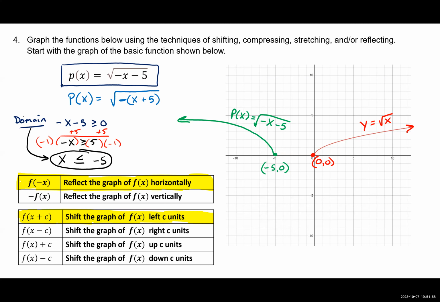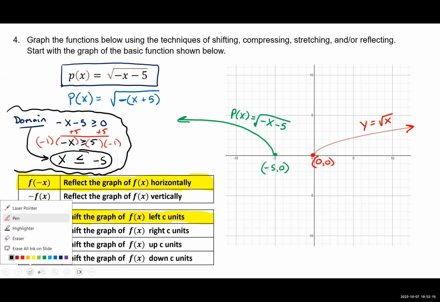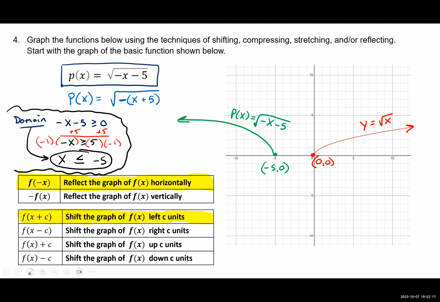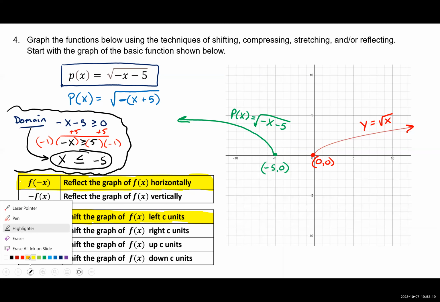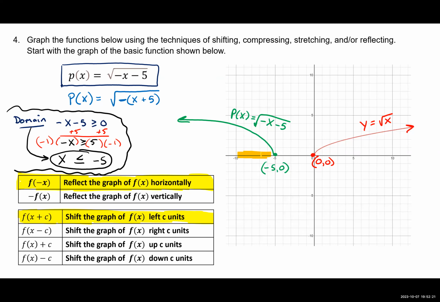So what does this tell us? Well, if we find the domain, this tells us that the x values of points on the graph have to be either equal to 5 or less than 5. And that's exactly what we have here. Here's the domain.